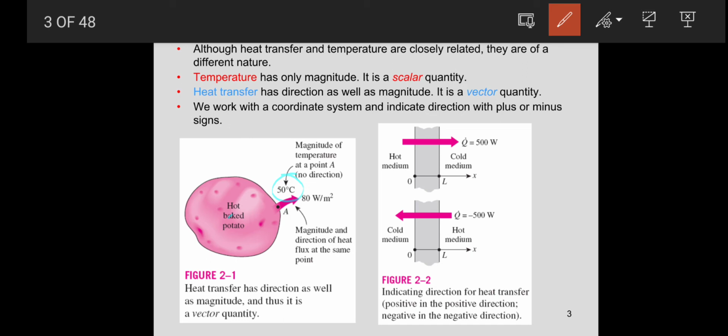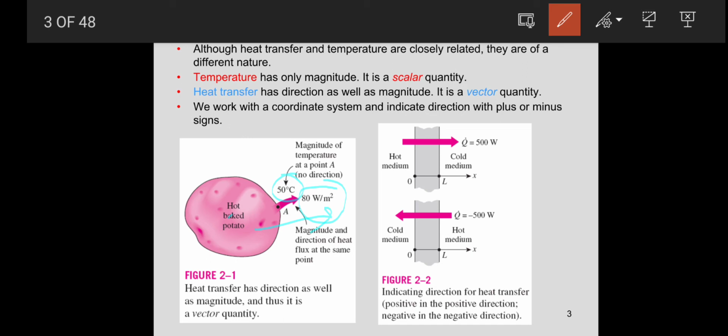But if you see about the heat transfer, what will happen if you place this hot baked potato from the oven in the atmosphere, keeping it open to the atmosphere? Then obviously the heat transfer takes place from potato to the atmosphere. So here, 80 watt per meter square heat transfer takes place from the baked potato to the atmosphere. That means for temperature we have shown only the magnitude, 50 degrees Celsius. That's why it is a scalar quantity.